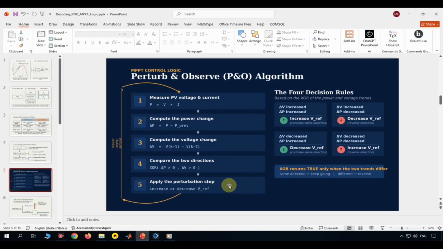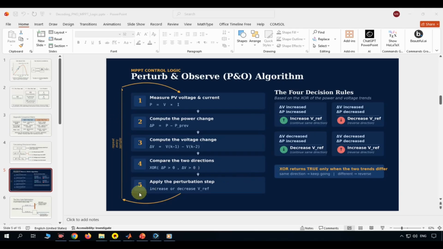The controller follows 4 simple rules. If the voltage increased and the power increased, it continues increasing the voltage. If the voltage increased but the power decreased, it reverses direction and decreases the voltage. If the voltage decreased and the power increased, it continues decreasing the voltage. If the voltage decreased and the power also decreased, it reverses direction and increases the voltage. This is exactly the classical perturb and observe algorithm.